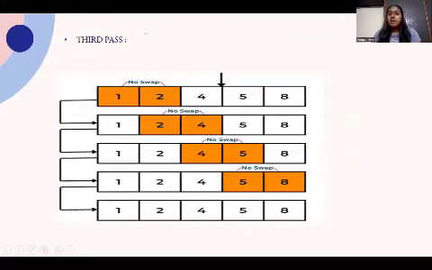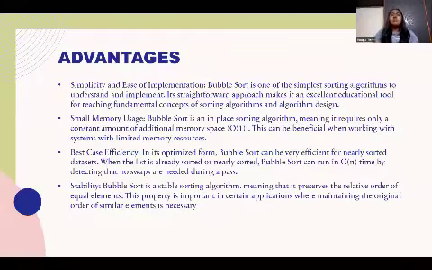As I told, n minus 1 is equal to the number of passes needed to sort an unsorted list, based on the size of the array. Array size was 4 and we have 3 passes. We have found the sorted array here, or the sorted list. Okay, next we'll go to advantages.